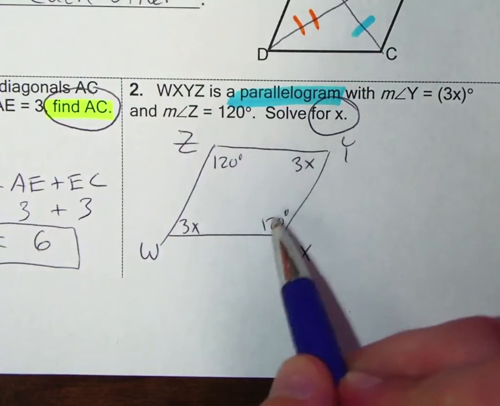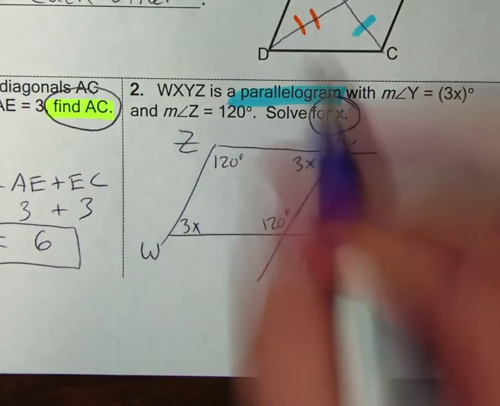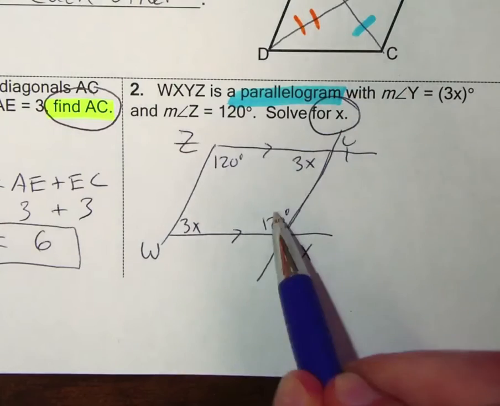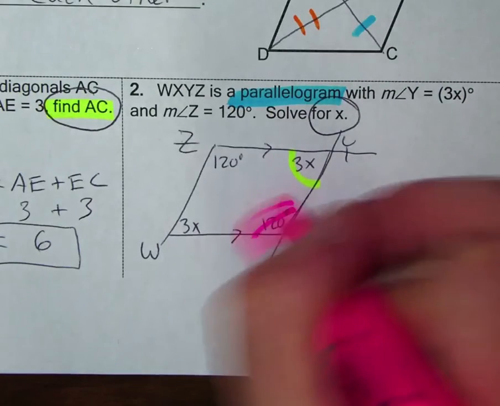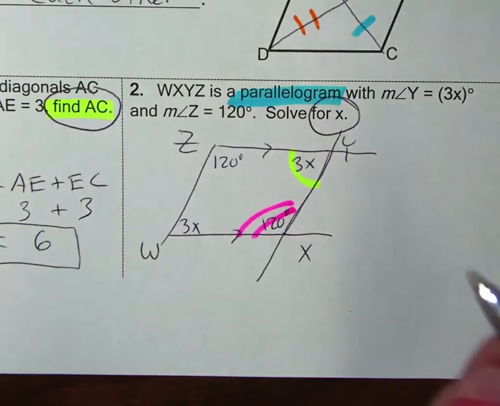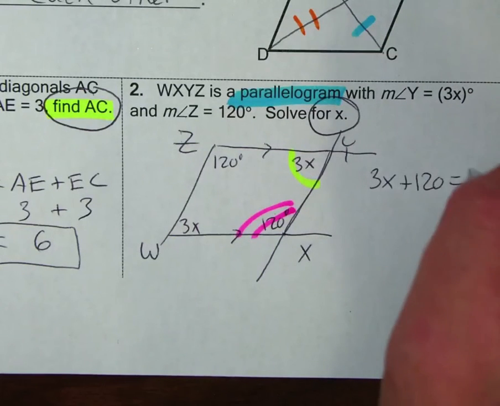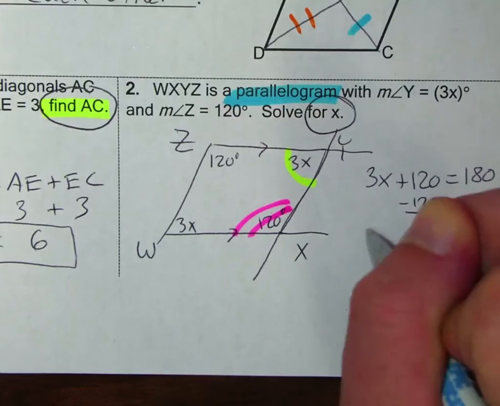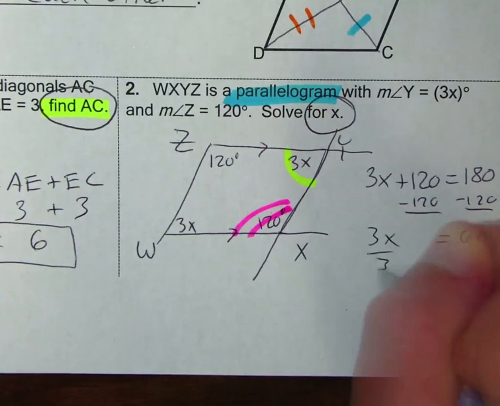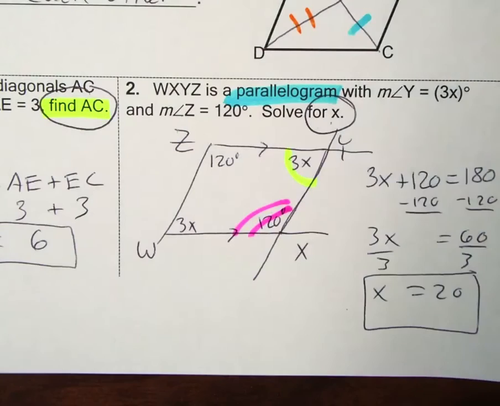Well, wait a minute, what's the relationship here? Oh, yeah, if I extend these, and I know these are parallel because they're a parallelogram, these are consecutive interior angles. So I know, for example, that this angle here and this angle here are supplementary. So I can say 3x plus 120 has to equal 180. Take away 120 from both sides. 3x is equal to 60. Go ahead and solve. Did I find my find? X. Yes, I did. I'm good to go.